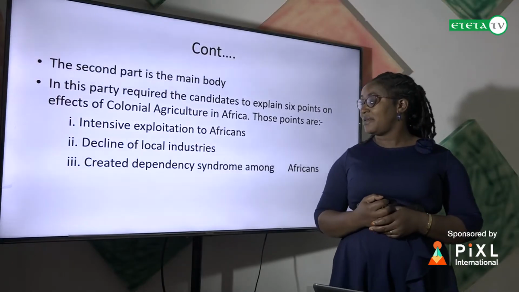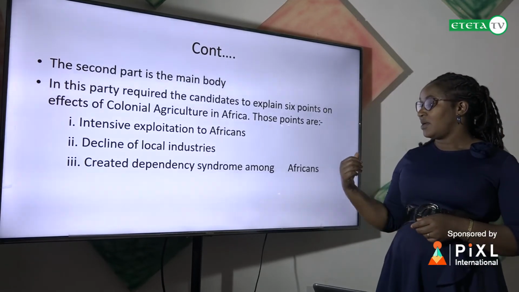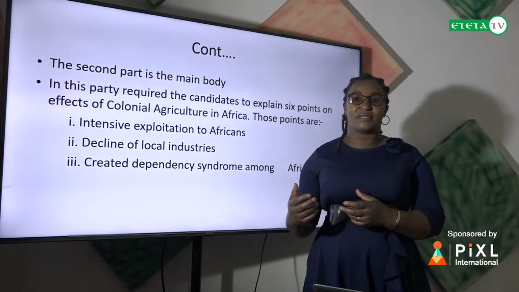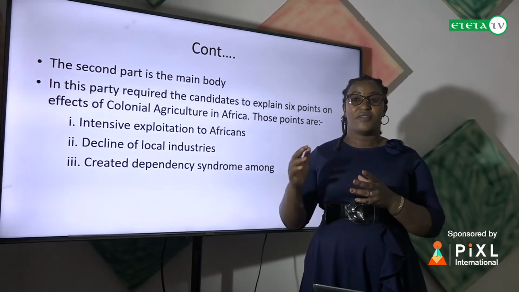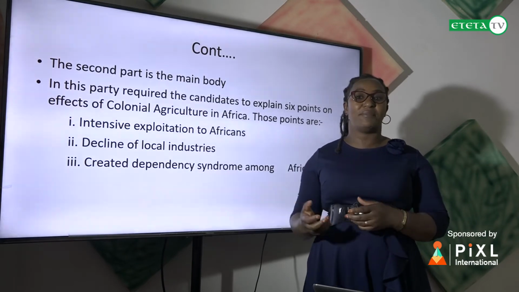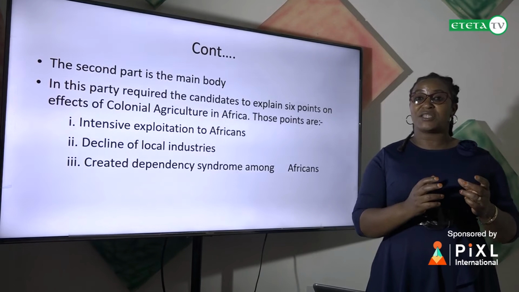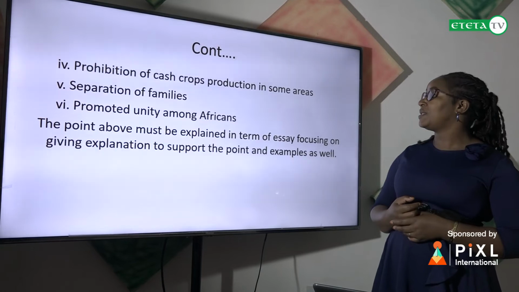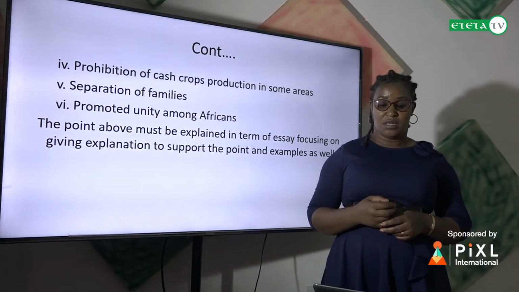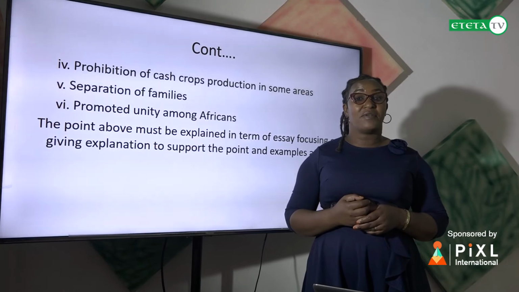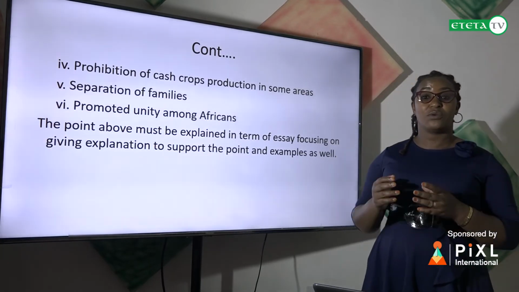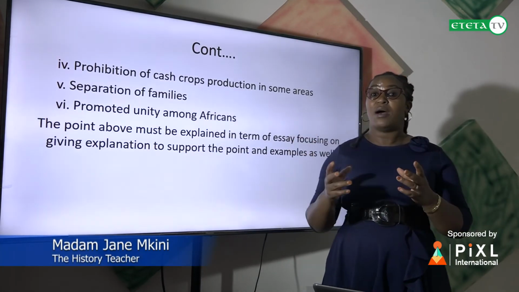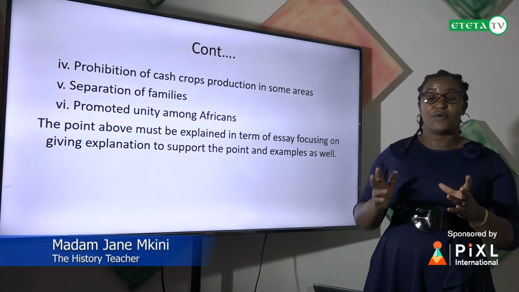Number 3, it created a dependency syndrome among the Africans. Africans became mere producers for the Europeans. I mean, they used more of their time in colonialist production than in their own production. Number 4, prohibition of cash crop production in some areas. There were some areas where Africans were strictly prohibited from growing cash crops; rather, they had to go to the colonialist farms in order to produce for them.